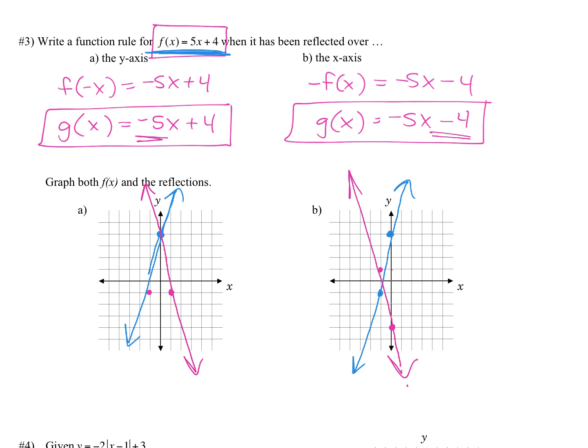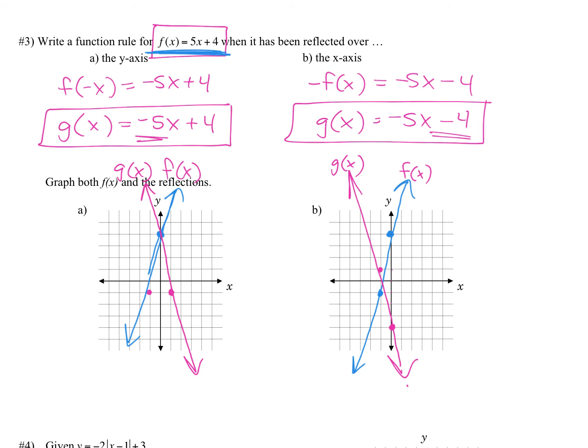Questions on either of those graphs? So you're graphing both f of x and g of x? Yes, on both of them. So the blue is our f of x, and the pink is our g of x. Because then you can see the reflection, right? You can see where we would flip.